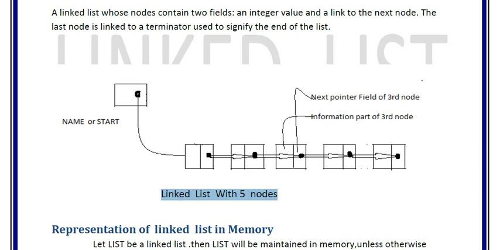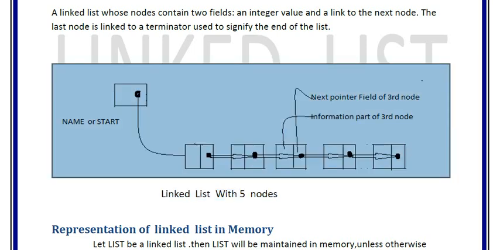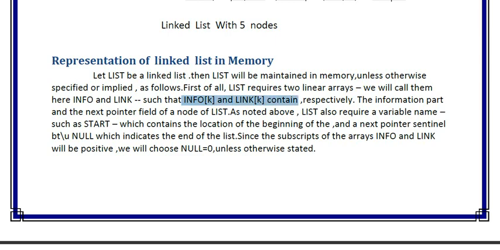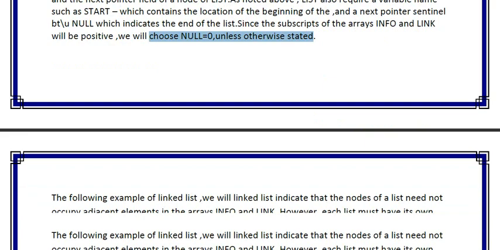In this section we have declared this third node, so we have declared the third section here. Representation of linked list in memory. The representation of linked list in memory we can understand by such as info k and link k contents. We will choose null equals to 0 unless or otherwise the linked list is started.